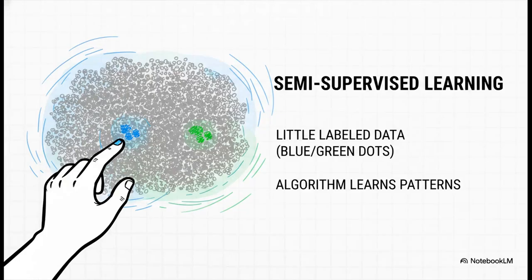For example, what do you do when you have a massive data set, but labeling every single piece of it would cost a fortune and take forever? Well, that's where a cool hybrid approach called semi-supervised learning comes into play. You manually label just a tiny bit of the data, and the algorithm uses those few examples as a starting point, as a guide, to help it make sense of the vast, unlabeled rest. It's a really smart, efficient way to get the best of both worlds.